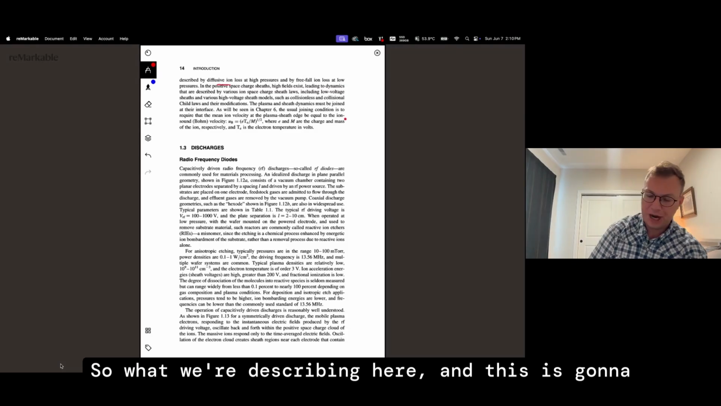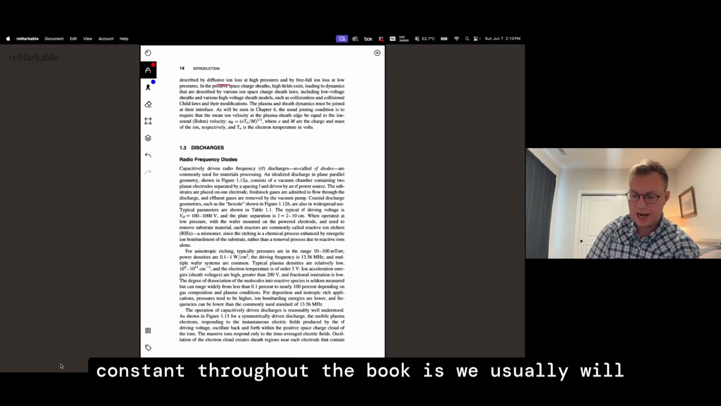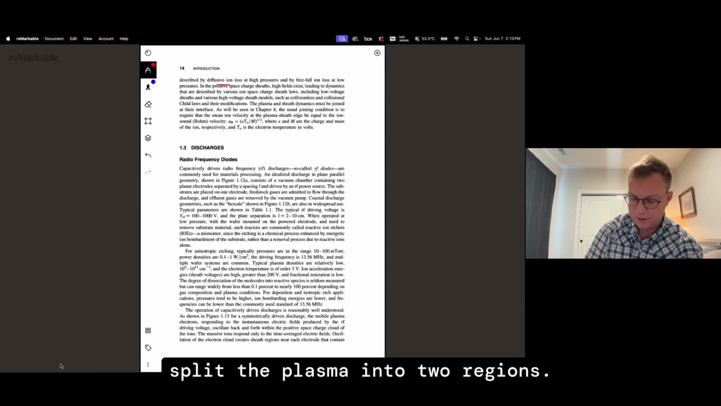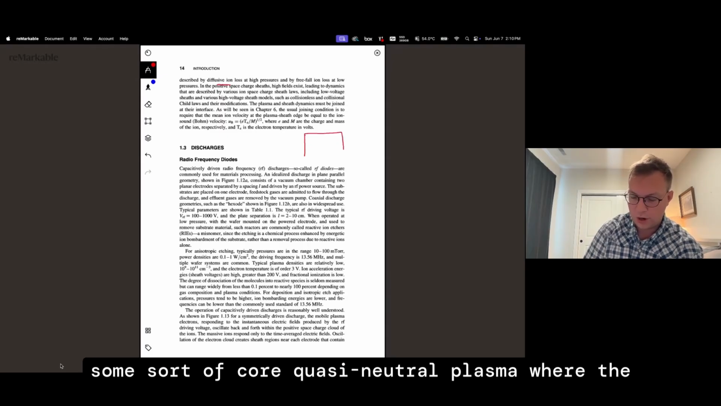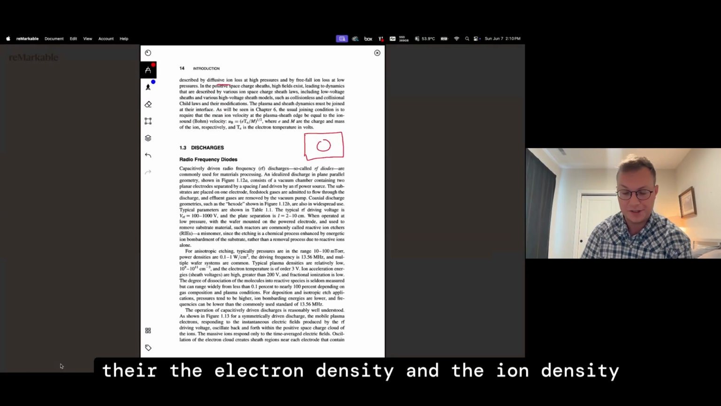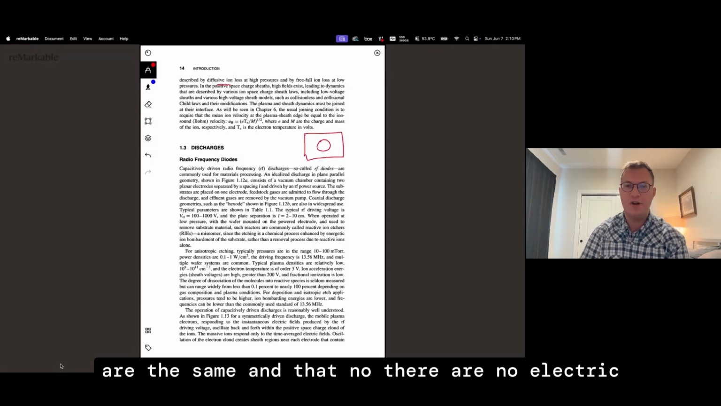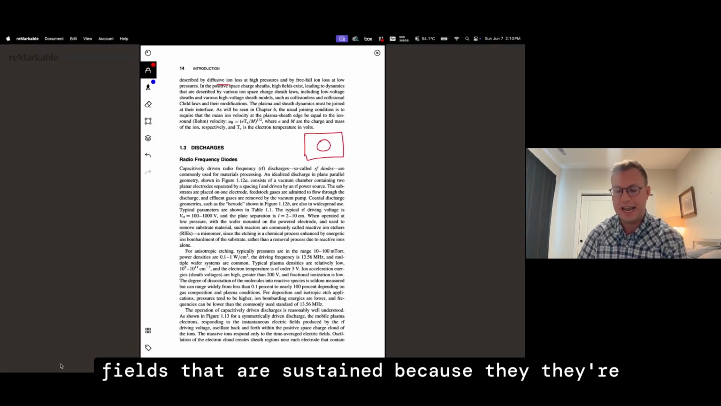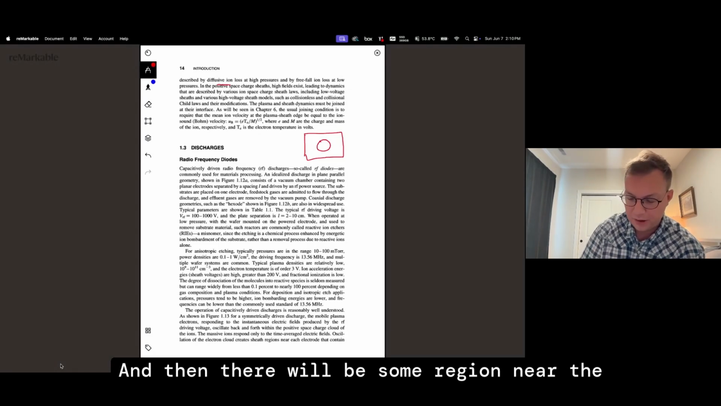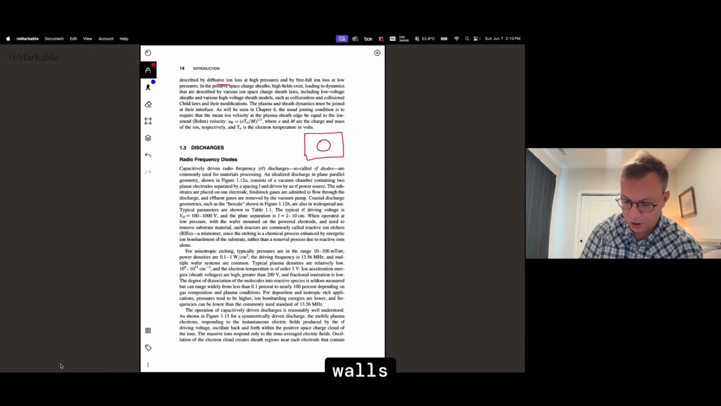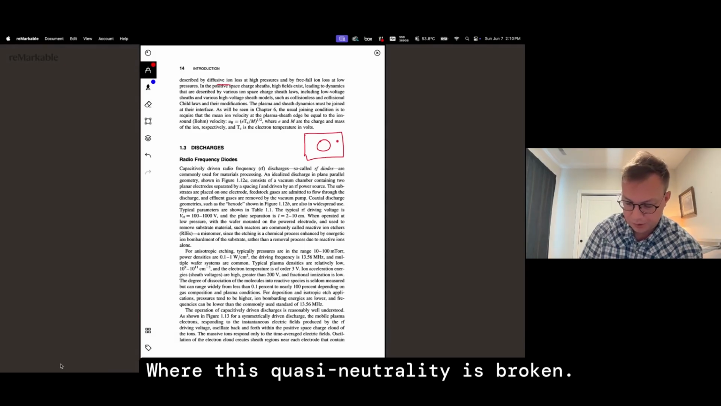What we're describing here, and this is going to be constant throughout the book, is that we usually split the plasma into two regions. If I just draw a box here, we will have some sort of core quasi-neutral plasma where the electron density and the ion density are the same, and no electric fields are sustained because the electrons and the ions are able to cancel each other out. Then there will be some region near the walls where this quasi-neutrality is broken.